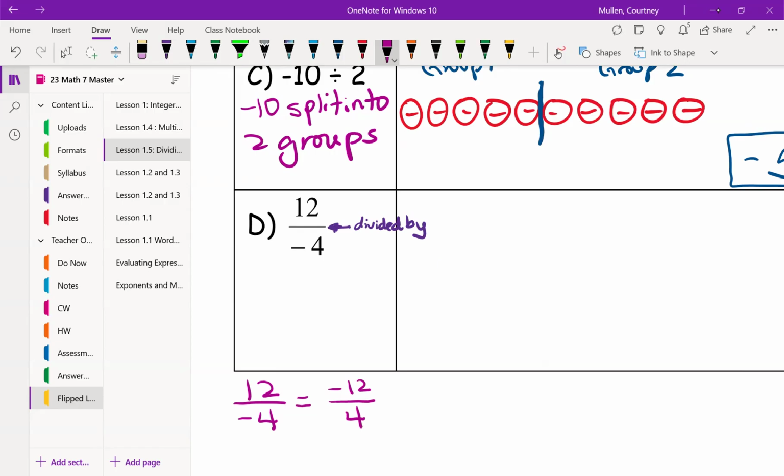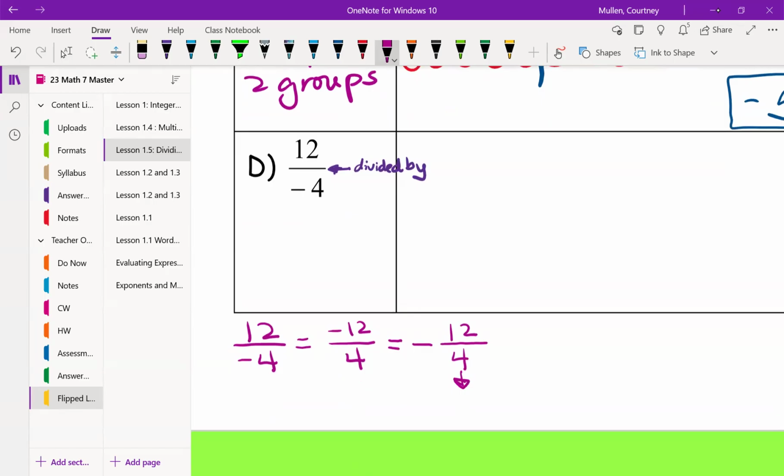So to demonstrate this visually using counters and a number line, we want to use this setup because we can split -12 into 4 groups. Another equivalent ratio or equivalent fraction would have the negative sign in front, but in the middle of both values. Only one of the values is negative, but what this really means is -1 times the quotient of 12 divided by 4. So this negative sign is really a -1.